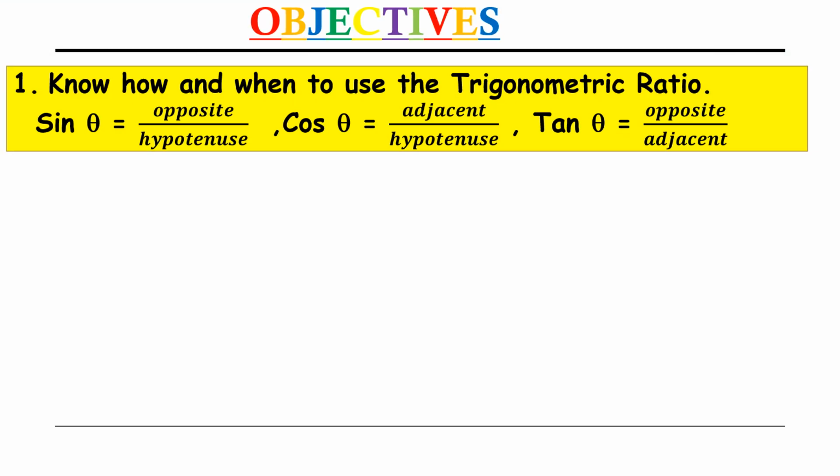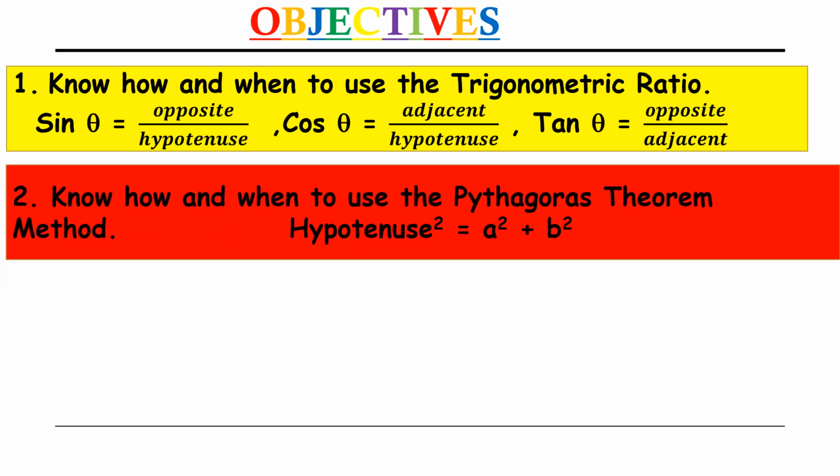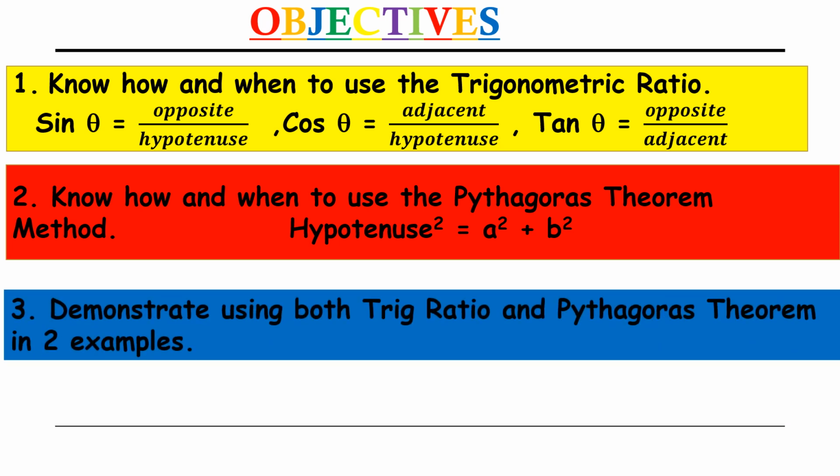Our objectives are: one, we need to know how and when to use the trigonometric ratio, and we need to know these ratios. Two, know how and when to use the Pythagoras theorem method and also know the formula. And three, we're going to demonstrate using two examples from CXC past papers using trig ratio and Pythagoras theorem, and one of the questions had a slight twist, you had to use a cosine rule, which makes it all the more interesting. Let's get right into it.